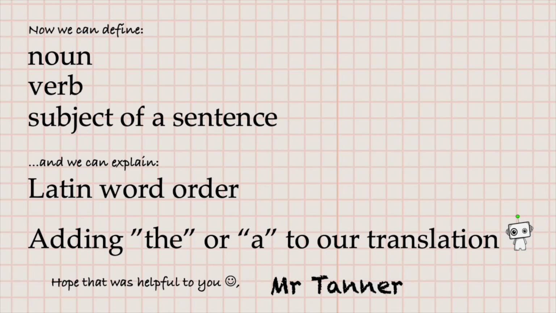So, now we can define what a noun and a verb are, and we can also explain that the subject of a sentence is the person or thing doing the action. And we can explain that in Latin, the word order is generally subject, other stuff, verb, rather than subject, verb, other stuff.